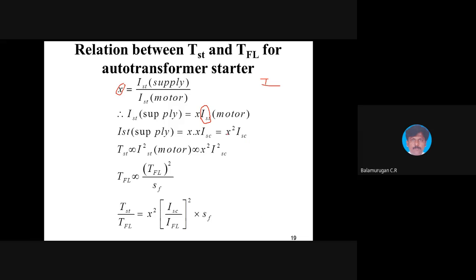So we will have this x squared into ISC, and then we take the ratio between the starting and full load. So we will have x squared into short circuit current divided by full load current squared into SF. Here this x is with respect to the reactance value. In case of stator resistance, x will be related to the resistance value.